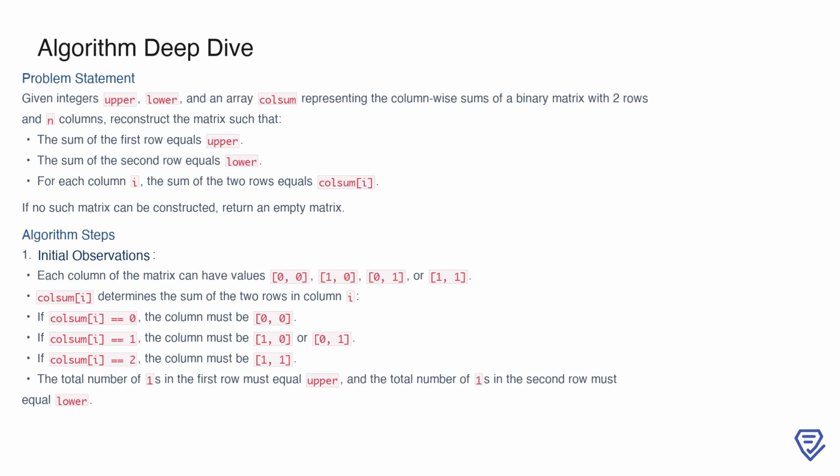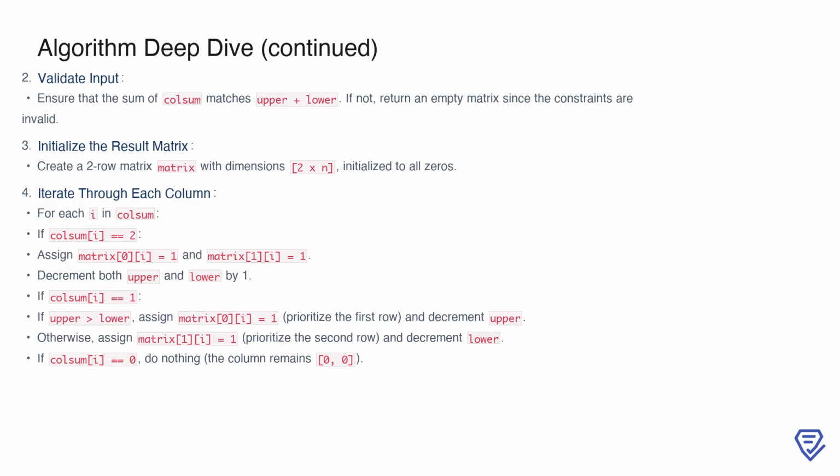These observations form the foundation of our approach. To start solving the problem, we first need to validate the input. Specifically, the sum of colsum must match upper plus lower. This is because the total number of 1s in the entire matrix is fixed by these constraints. If this condition isn't met, we can immediately return an empty matrix since it's impossible to construct a valid solution.